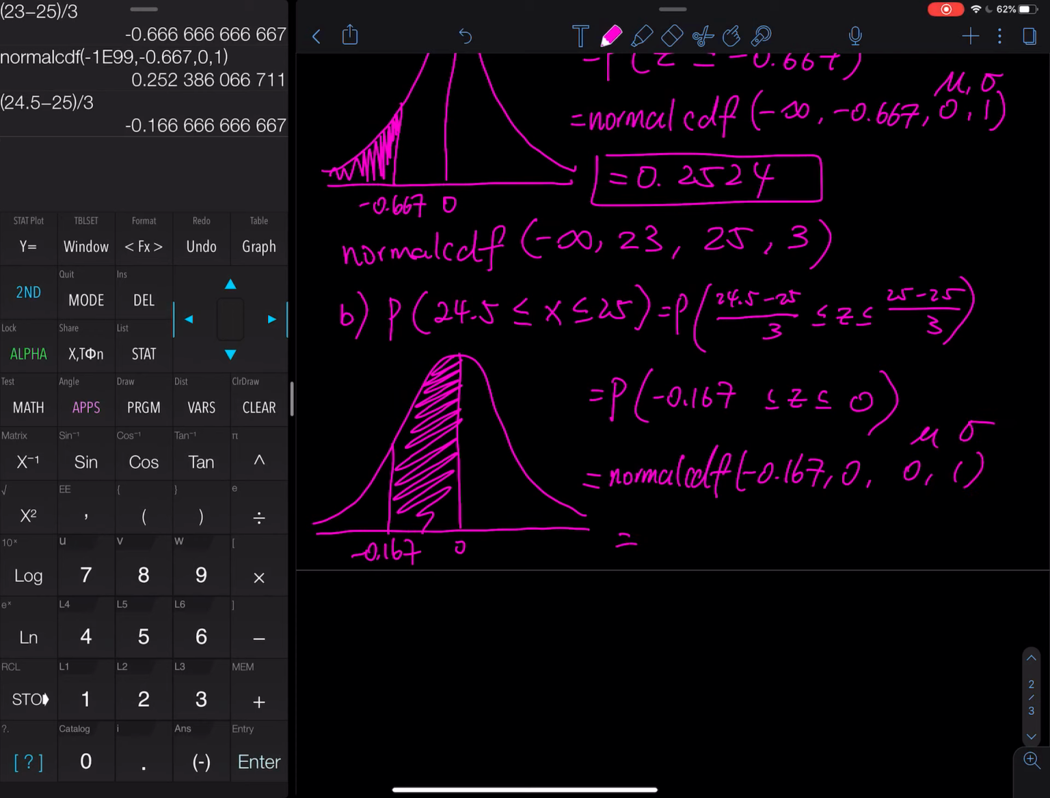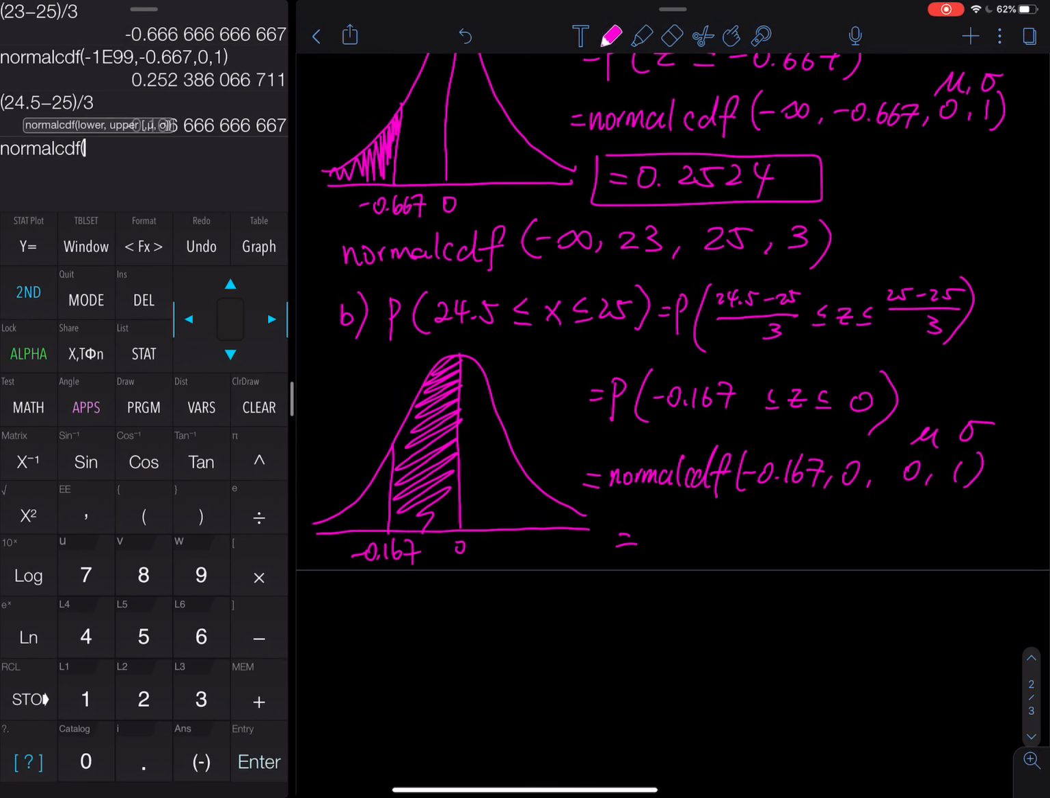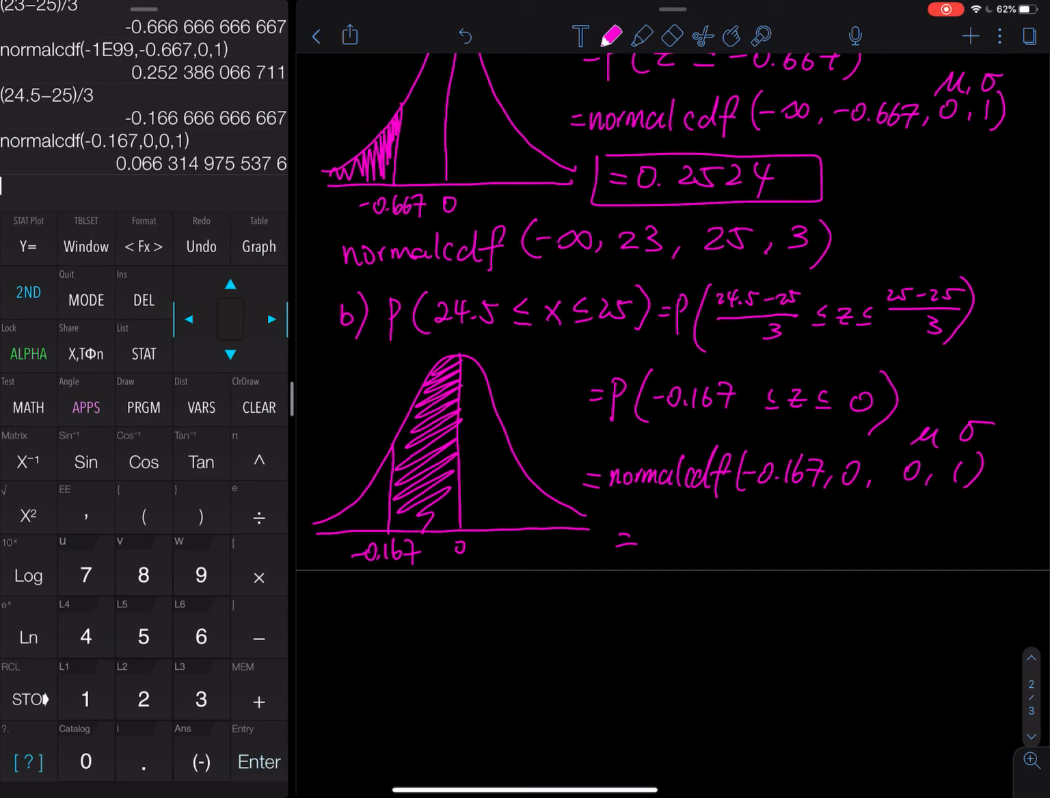So we go to second VARS, normal CDF. Negative 0.167, don't type minus, negative. Then 0, and then 0, 1. The second 0 is the 0 right there. The probability is 0.0663. And then the one-step probability command is normal CDF from 24.5 to 25.